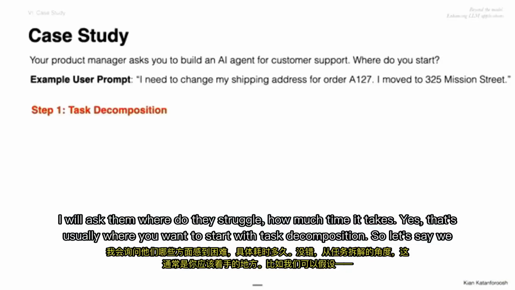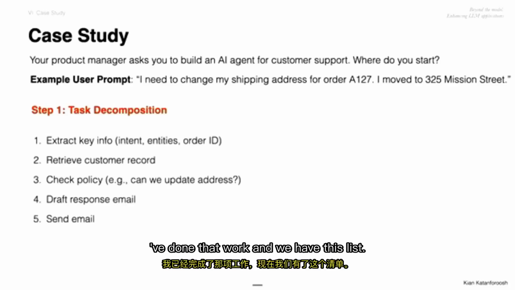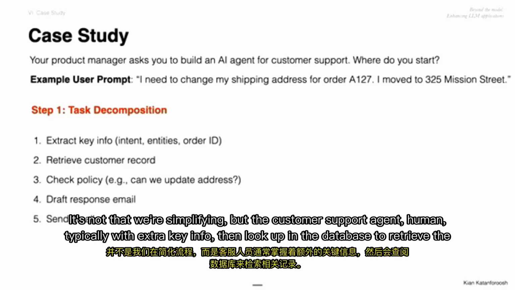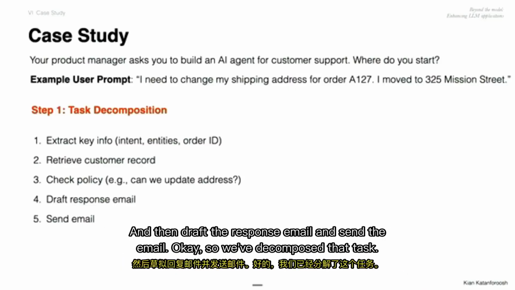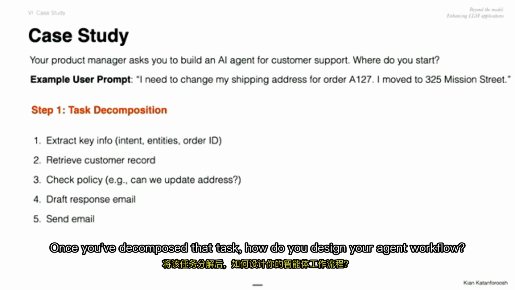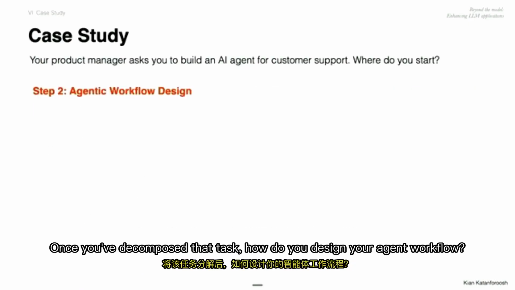So let's say we've done that work and we have this list. I'm simplifying, but the customer support agent, human, typically would extract key info, then look up in the database to retrieve the customer record, then check the policy. Are we allowed to update the address, or is it a fixed data point? And then draft a response email and send the email. Okay, so we've decomposed that task. Once you've decomposed that task, how do you design your agentic workflow?